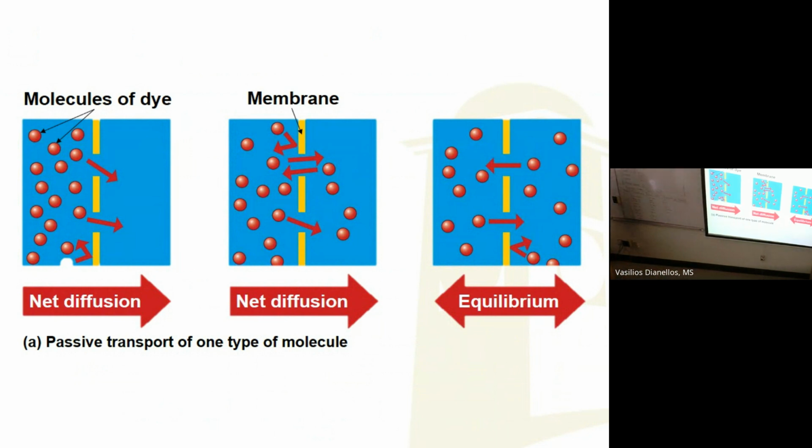And notice, even when you hit equilibrium, there are molecules still going back and forth, right? They still move, but there's no more net movement, meaning even though there are individuals moving, generally speaking, the concentration is going to be the same on both sides. Any questions about that? All right.